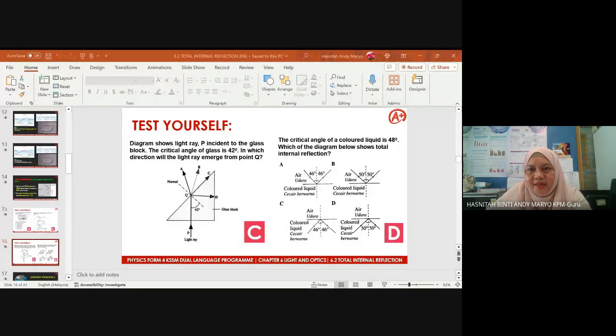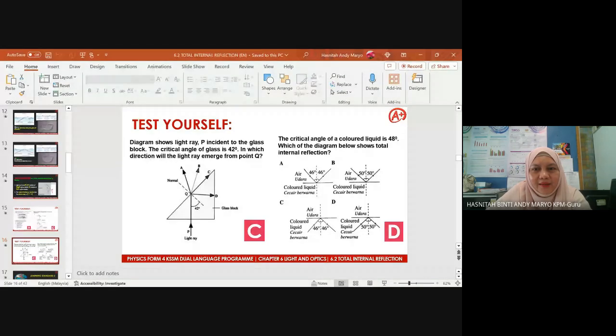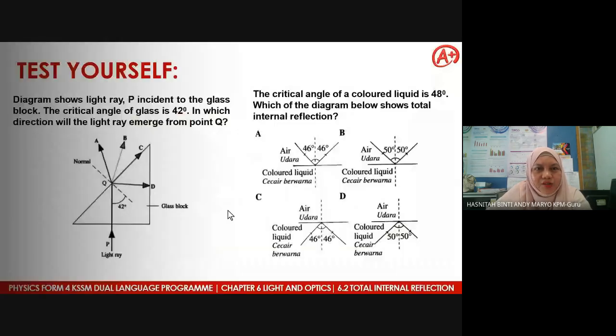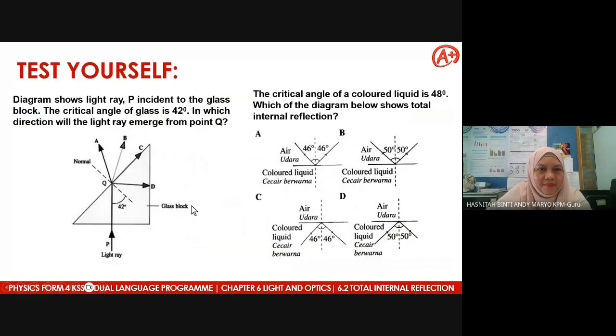So Jiaren says C, Chi Hang says C. So what happens? The angle of refraction will be maximum. When I equals C, the angle of refraction will be maximum at 90 degrees. So it will be refracted exactly at the boundary between the glass block and the air. Okay, so the answer is C.